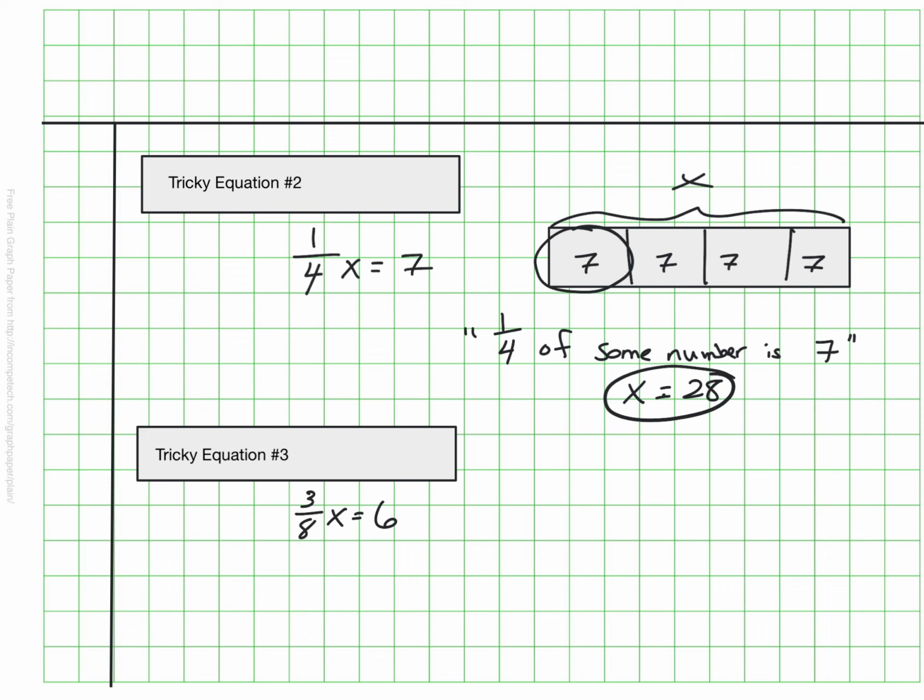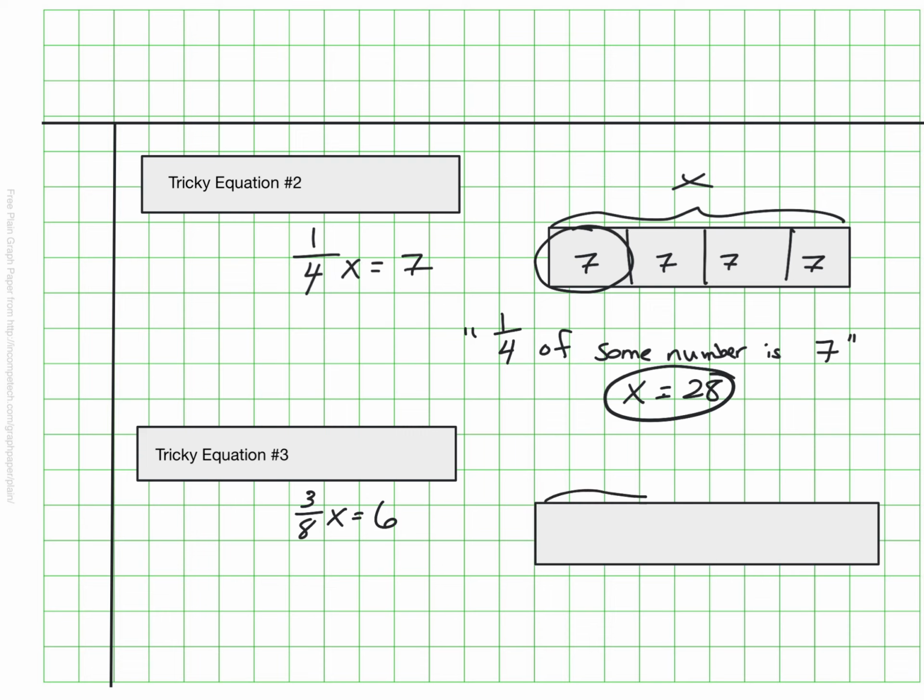For example number 3, we're going to do one kind of similar to that, but this time it says 3/8 of our number is 6. This one's a little trickier because I'm going to have to think about how I'm going to represent this with my tape diagram a little differently. Just like the other one, I don't know what the whole number is. It's 3/8 of some number is 6.